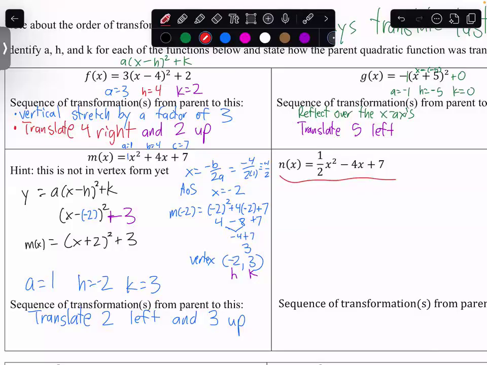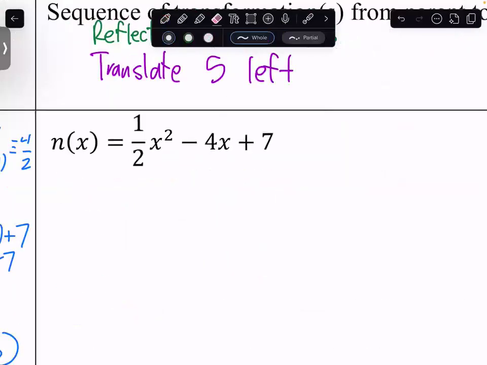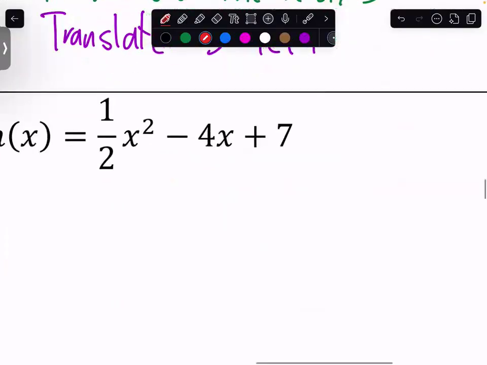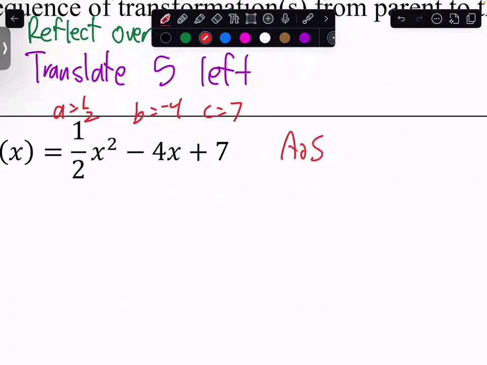So the A value also has a translation. Okay, let me go ahead and ask for quiet so that I can go over this one and then we'll do a problem from the last section. So for n of x, again, this is currently in what we call standard form. There's no parentheses. So this is A, B, and C, which is good for like the y-intercept, right? You know, the y-intercept is 7, but it's not good for transformation. Okay, so let's do the axis of symmetry formula.